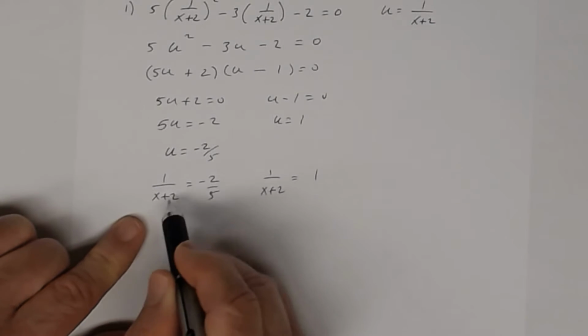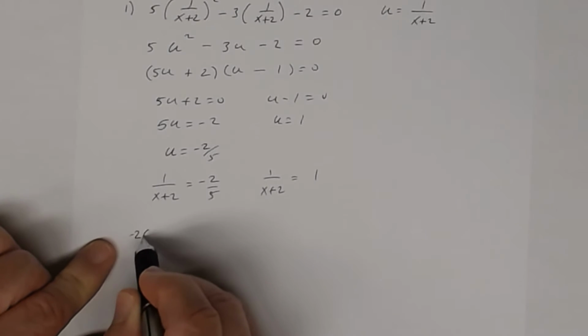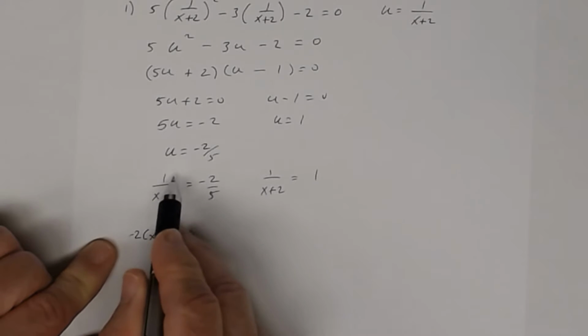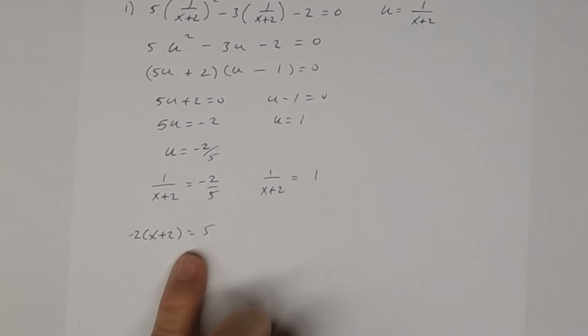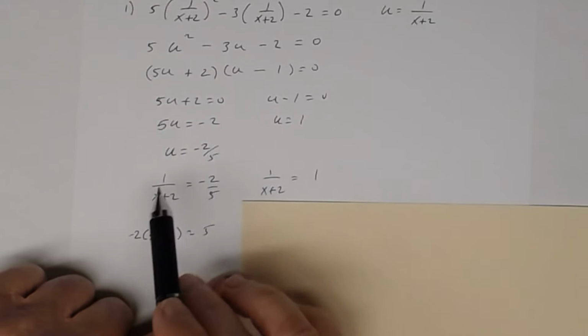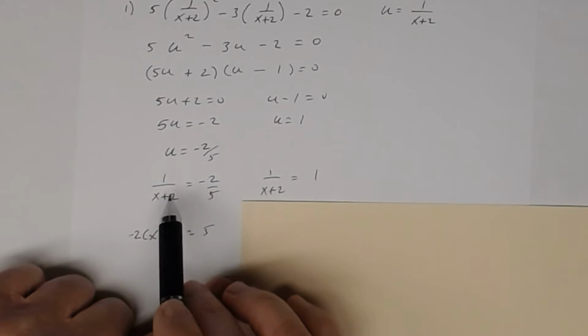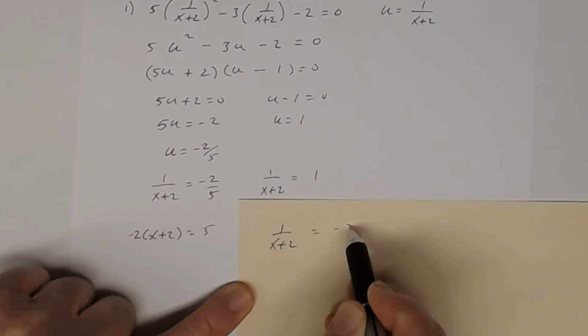And so I'm going to go ahead and do this first. So I have negative 2 times x plus 2, just like this, equal, and then 1 times 5. Okay? And so I get this. Now, just to remind you something. So I'm going to go back here just to remind you about another prerequisite skill that you learned. So right here, the original equation, 1 divided by x plus 2 equals negative 2/5.